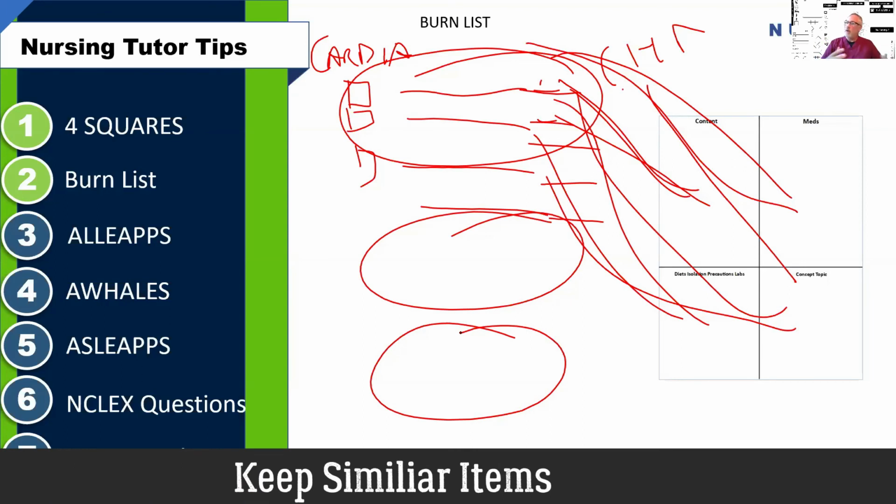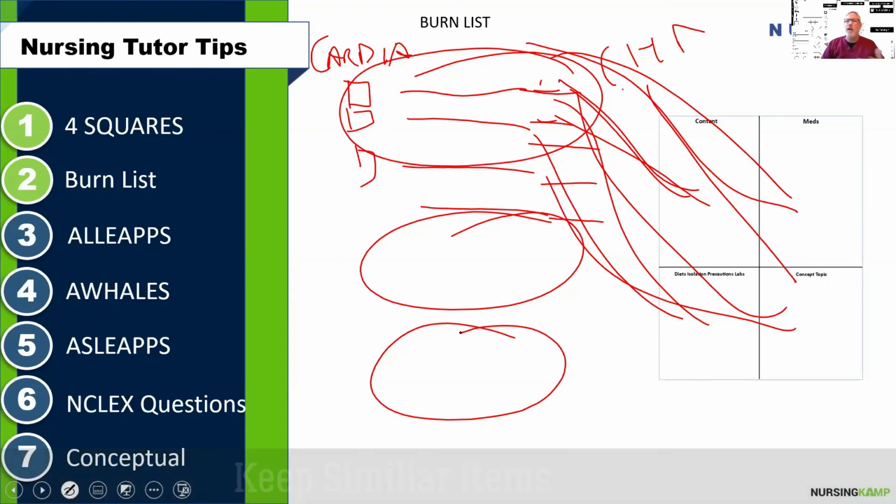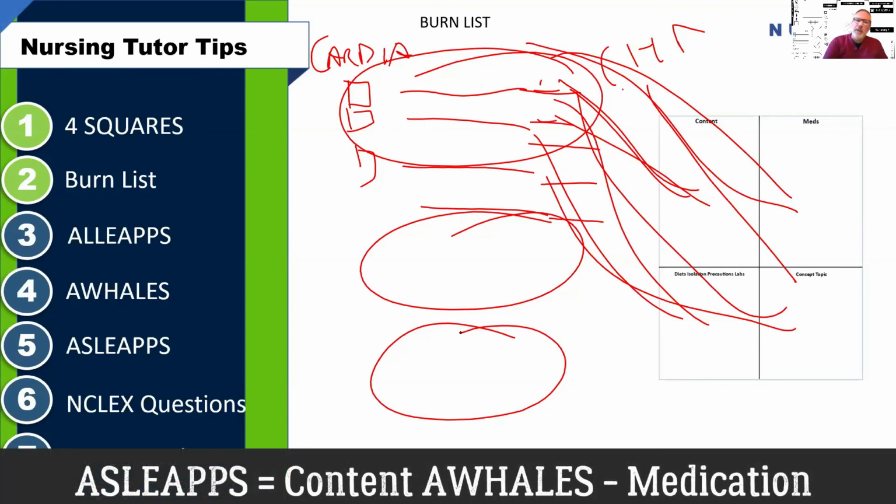That's what you do when you're studying a burn list. You go through it and say, okay, you got a plus or minus with that. Are you good with that? Yeah, I'm good with that. I'm a little shaky on the cardiogenic shock. Then you go through the next step of this. Well, what's your A sleeps on this content? What's your A whales on this content? What's your A leaps on this content?